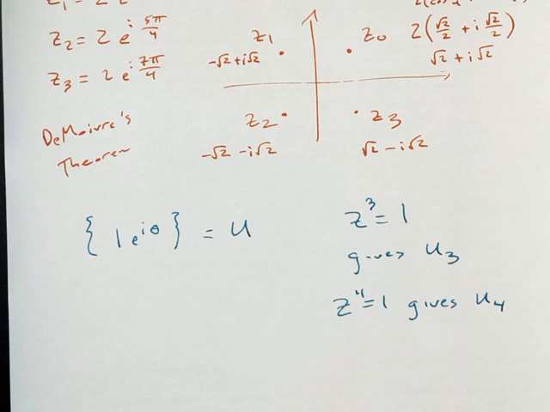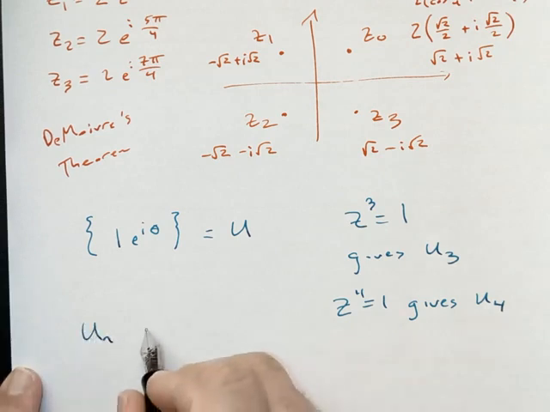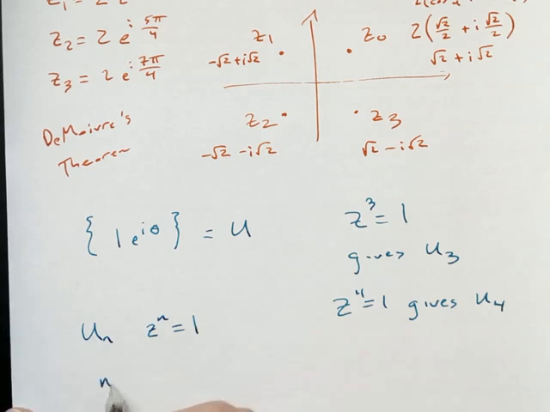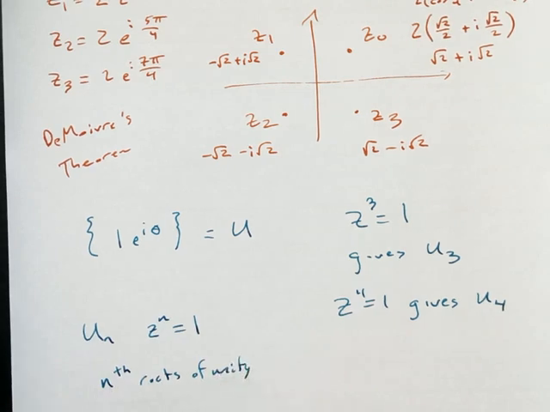Because this is the unit circle, we call them the roots of unity. So these are the third roots of unity and the fourth roots of unity, and this is the unit circle. I can think of Un as the solutions to z to the n equals 1. Guess what? The nth roots of unity are a group. They're a group of order n.